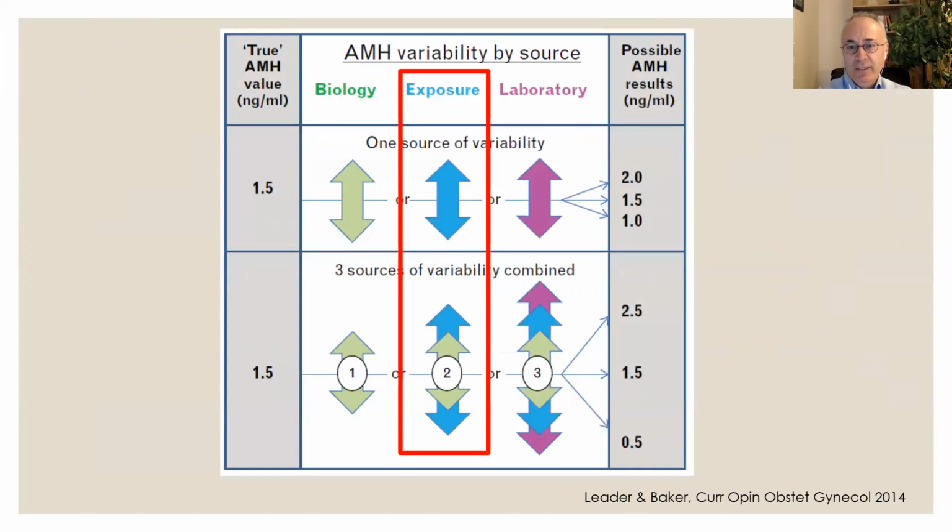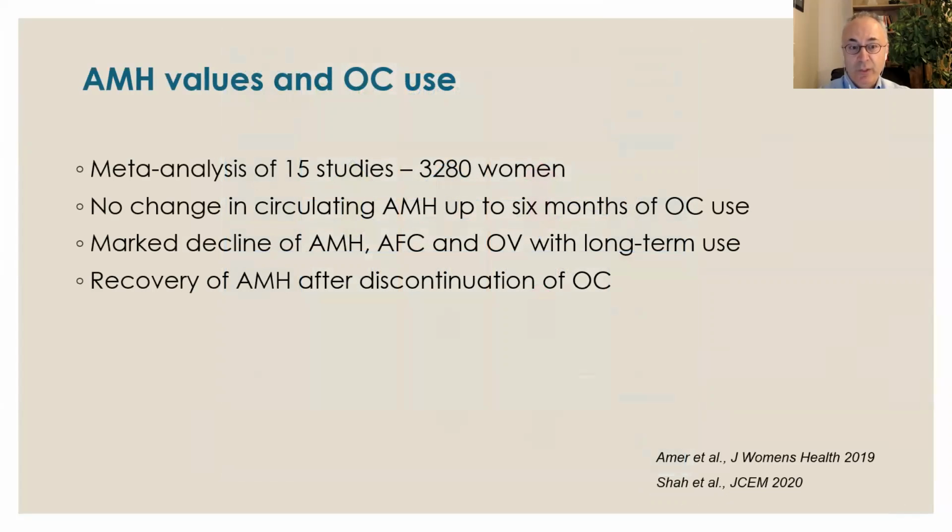So from biology, we might talk about exposure, environmental factors, and what is relevant for PCOS is OC use. This is a meta-analysis of 15 studies, including more than 3,200 women. If you are using OCs up to 6 months, there is no change in circulating AMH. But when you use OCs long term, then there's a decline of AMH, antral follicle count, and ovarian volume. But when you stop using OCs, there is recovery of AMH.